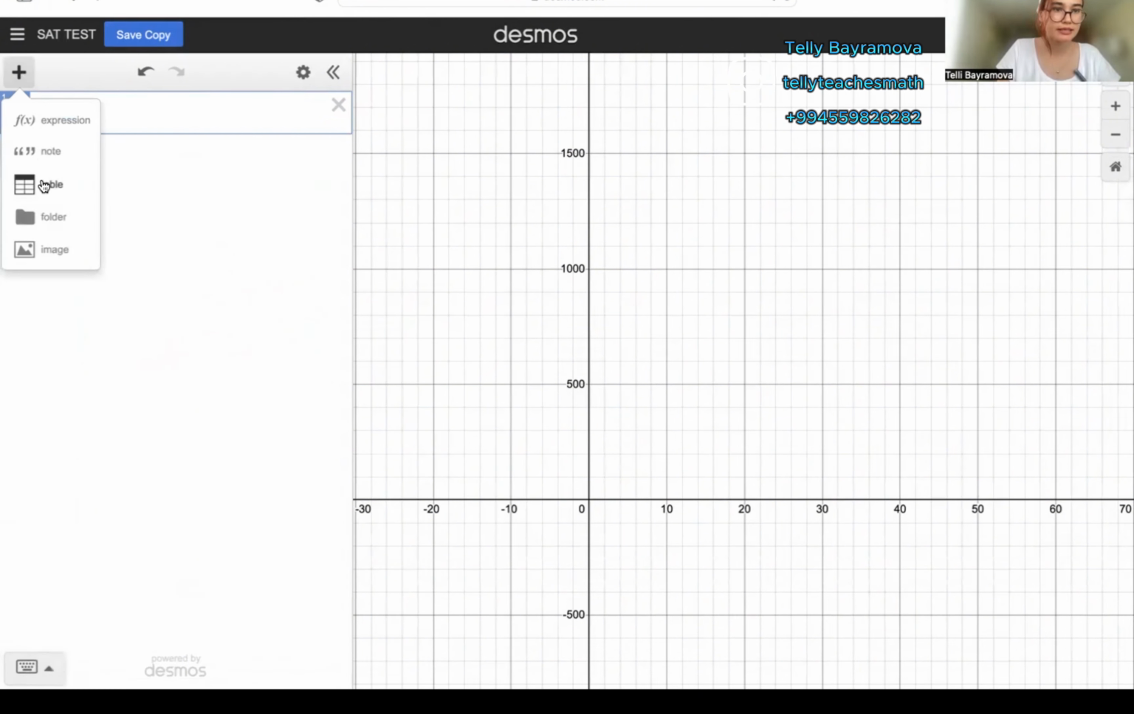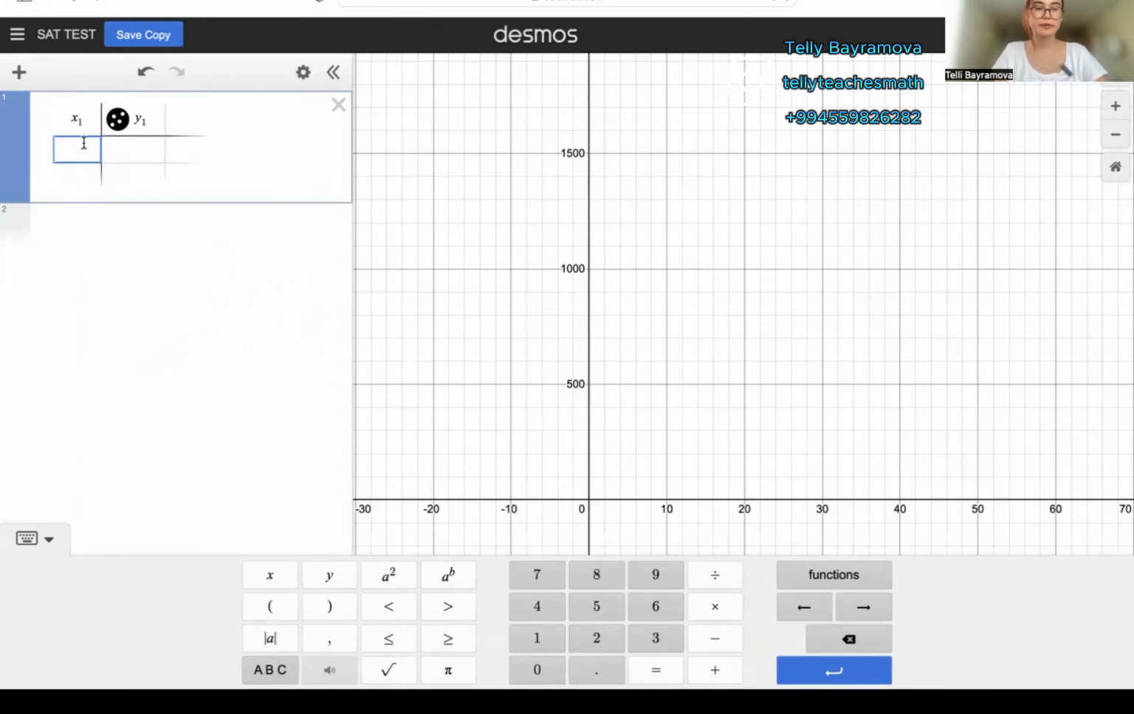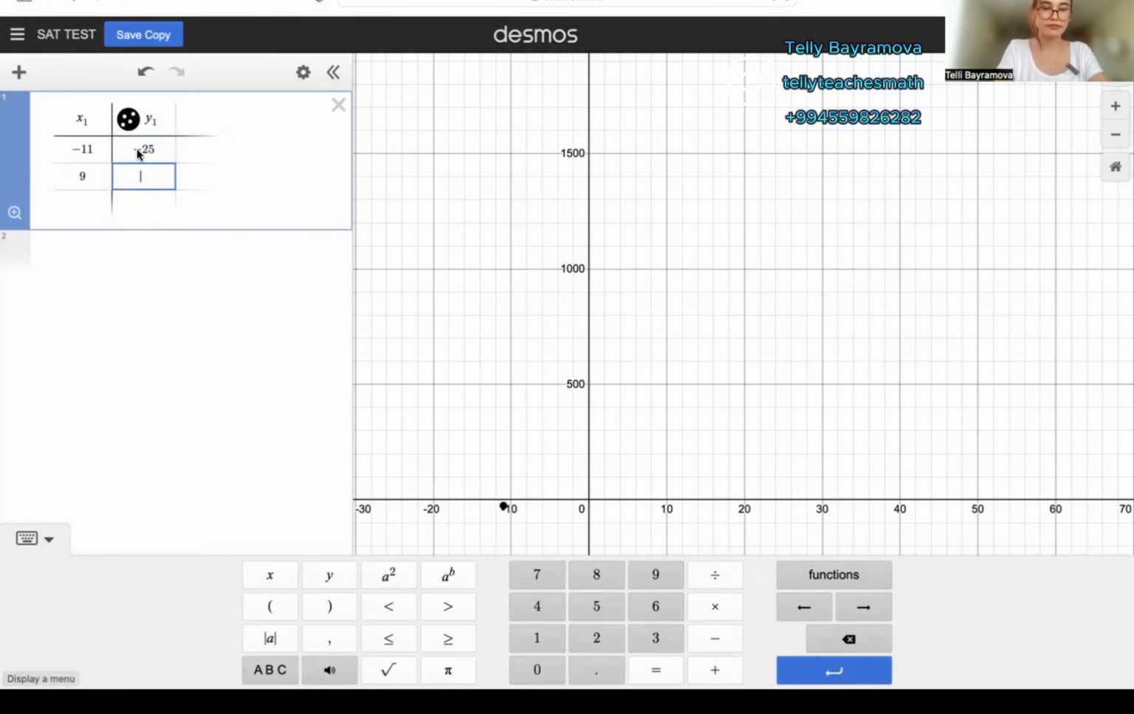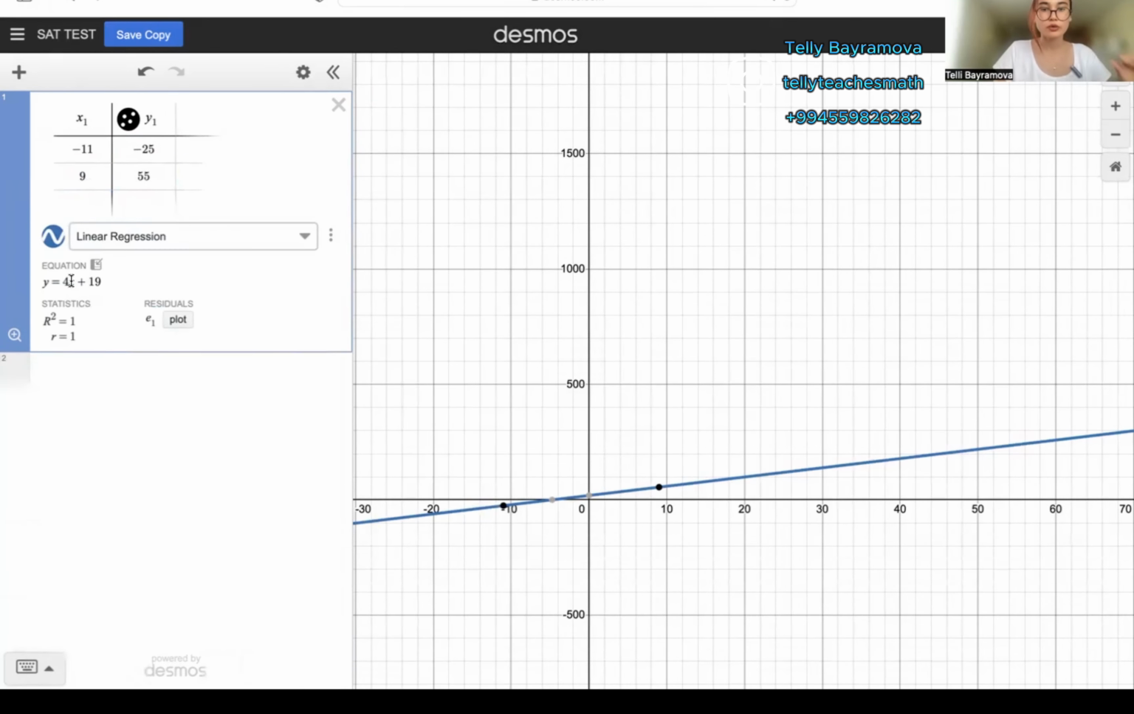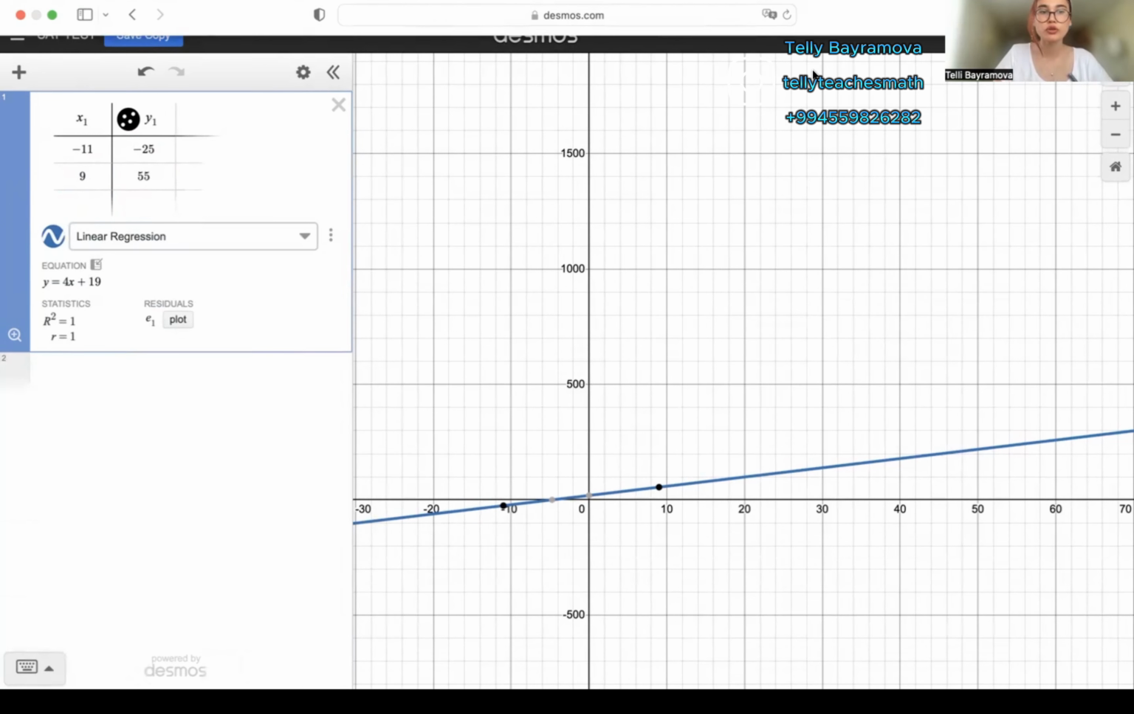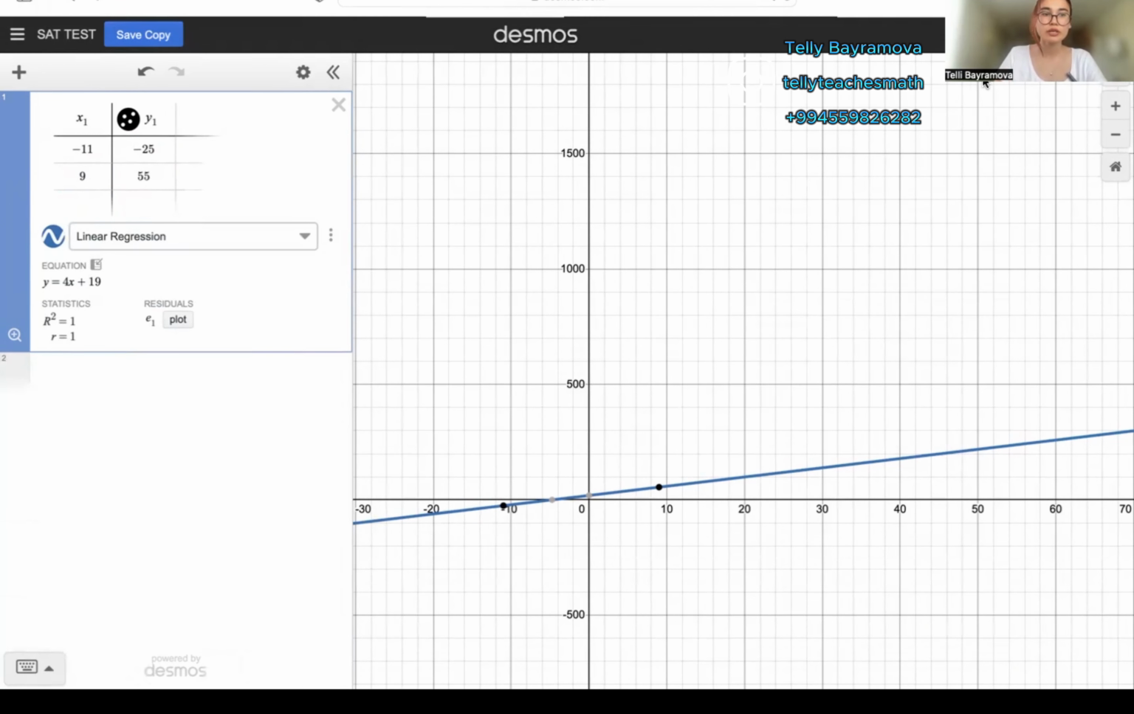Open plus, then table. Okay. Negative 11, 9 for x. Y is negative 25, negative 25 and 55. Okay. I just know these two values, right? Then add regression here. We have an equation of line. What is the equation of line? 4x plus 19. Okay, 4x plus 19, let's go back.